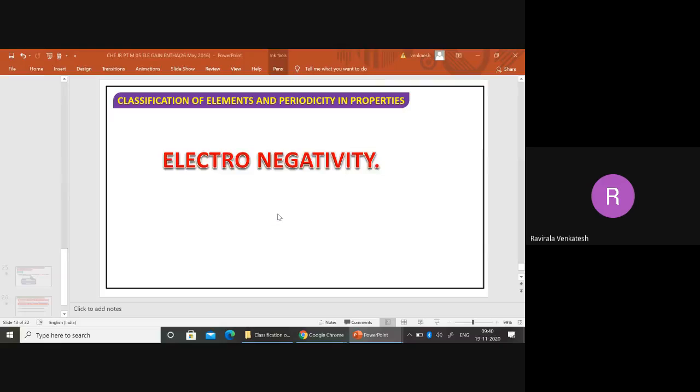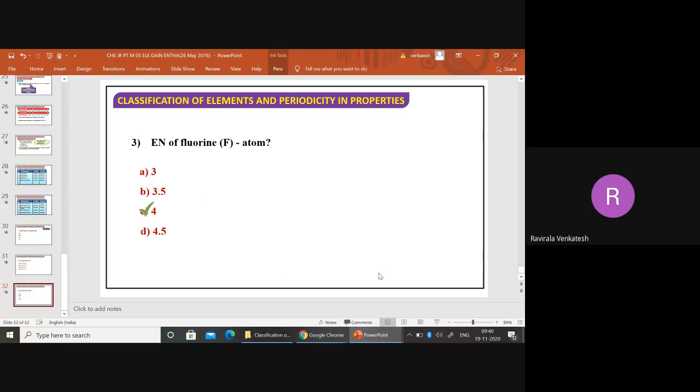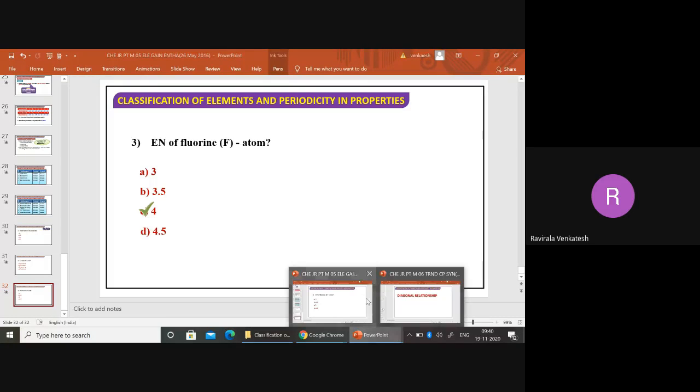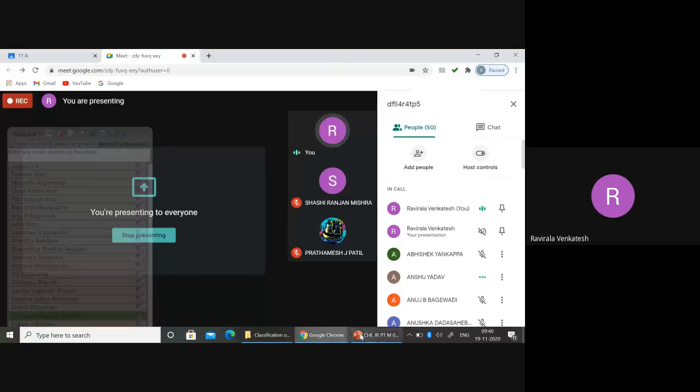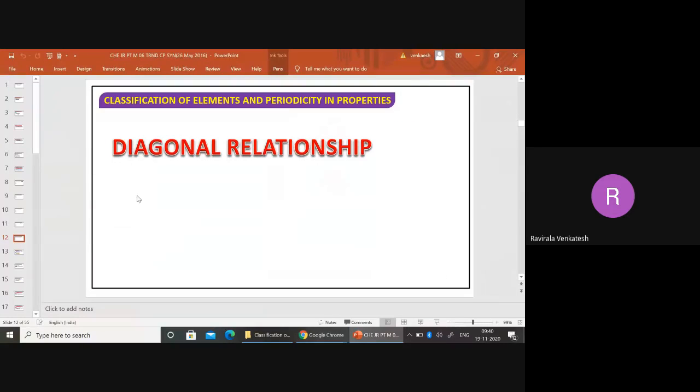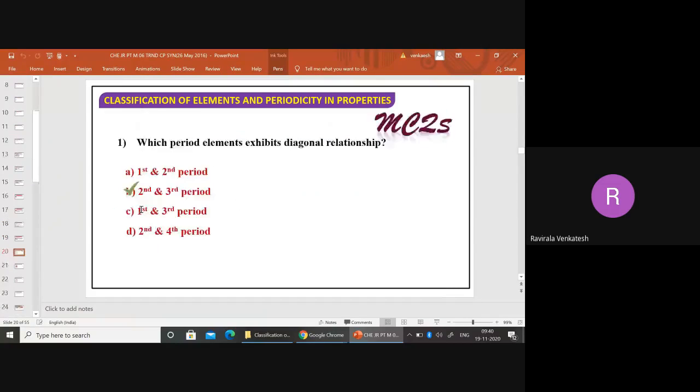We answered four of them about electronegativity. We have completed that, isn't it? And the last topic is there, called diagonal relationships and everything. Last topics, tomorrow I will complete this one.